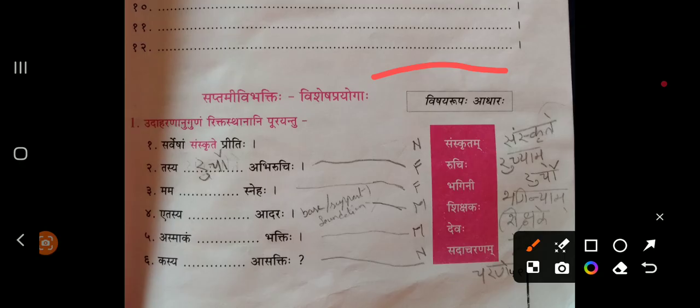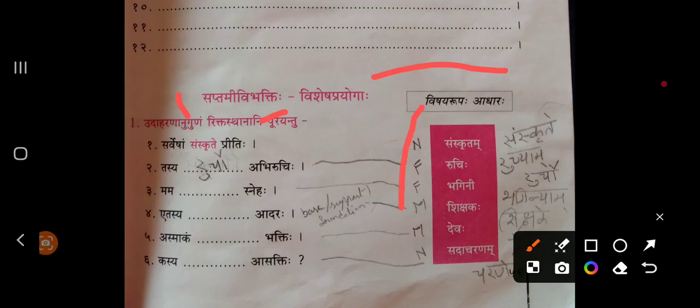See here, they have given fill in the blanks. For example, let's take Sarvesham dash Pritihi. Sarvesham means everyone, dash Pritihi likes. Everyone likes what, dash they have given. There what they have filled. This is the example which they have already filled.